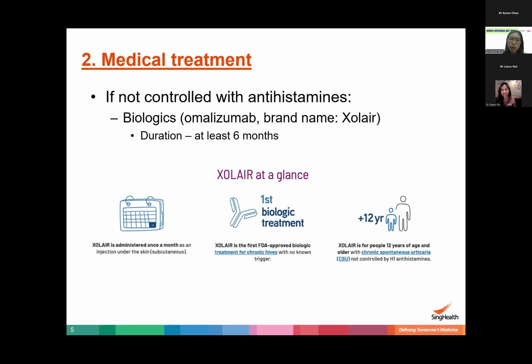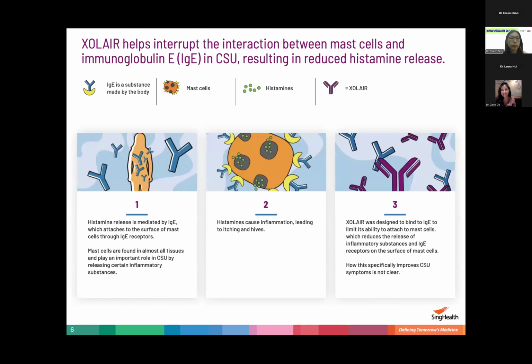We will say at least 6 months, and then we see how you respond to it, whether we can stop the medication or slowly cut down. And how does Xolair really work?